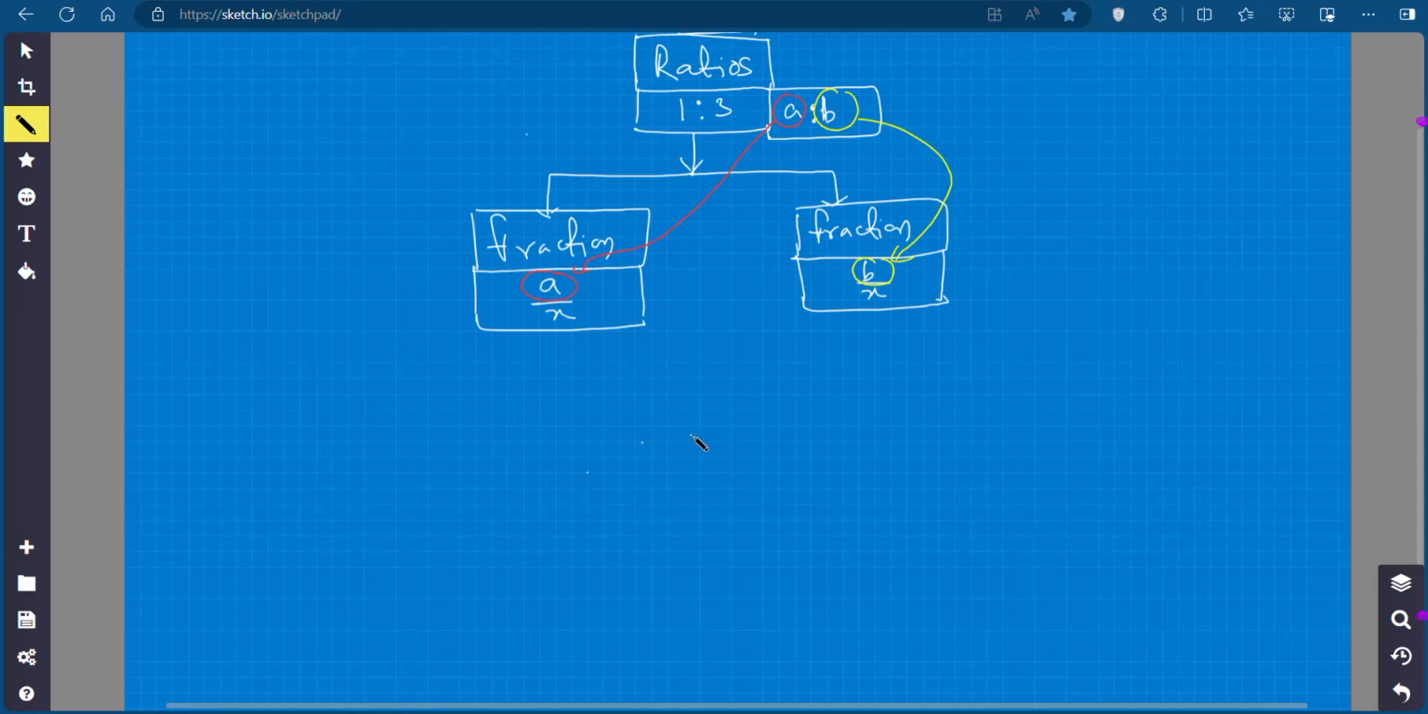Hello and welcome to the other video on ratios and fractions concept. This is where we left in the last video. We are trying to convert or change a ratio, which is 1 colon 3, into a fraction. Why are we doing this? Why are we changing ratios into fractions?